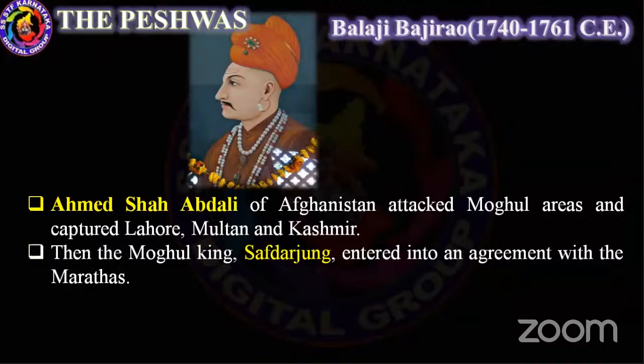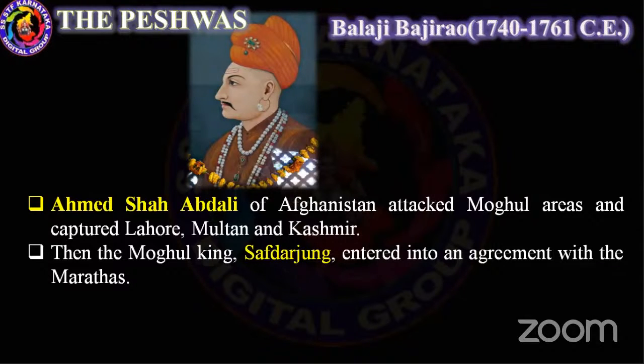During the period of the Mughals, Ahmad Shah Abdali of Afghanistan attacked Mughal areas and captured Lahore, Multan and Kashmir. Then the Mughal king Safdar entered into an agreement with the Maratha, while the Mughal rulers faced problems from Ahmad Shah Abdali, the ruler of Afghanistan.